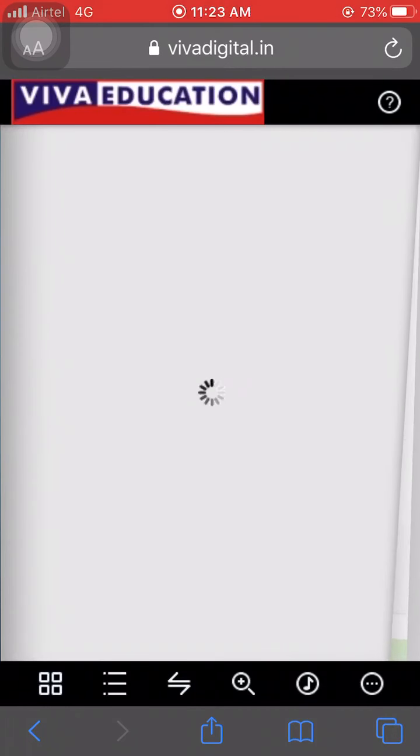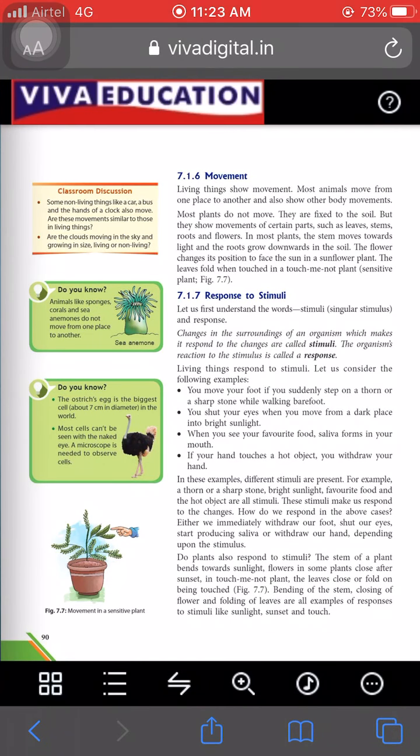The next process is movement. Living things show movement. Most animals move from one place to another and also show other body movements. All living things move from one place to another, and this movement is also known as locomotion.